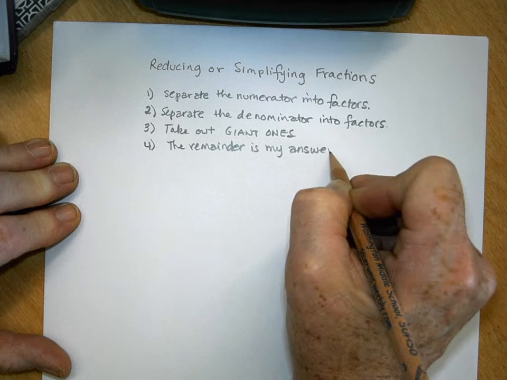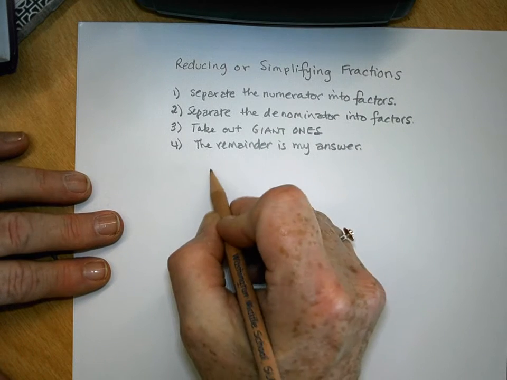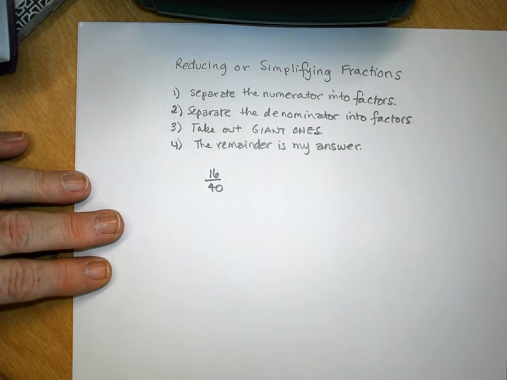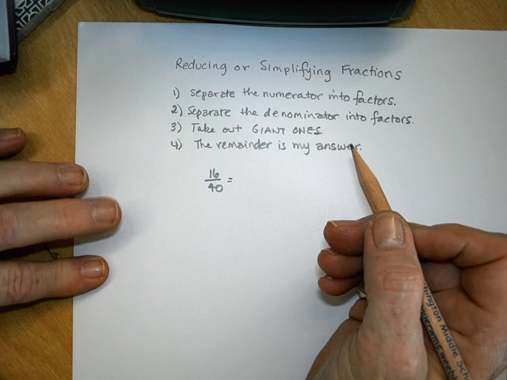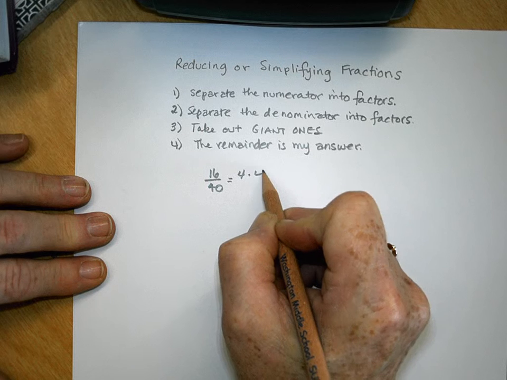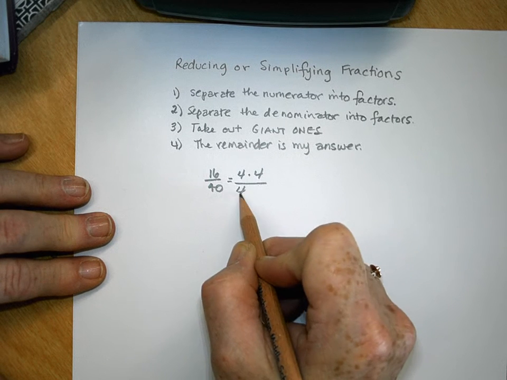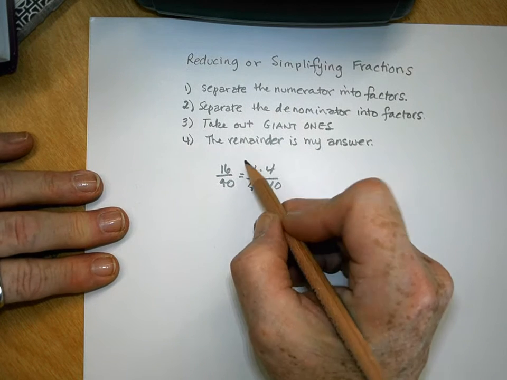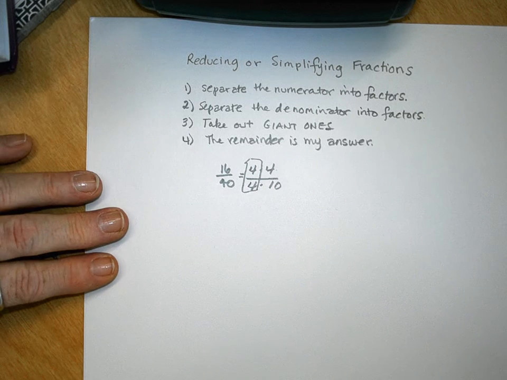I'm going to give a couple examples. So let's say I have 16 40ths. I'm going to break my numerator apart into factors, so I have, say, 4 and 4. I'm going to do the same thing with my denominator, 4 and 10. I see clearly I have a giant 1, 4 over 4, and that leaves me 4 over 10.